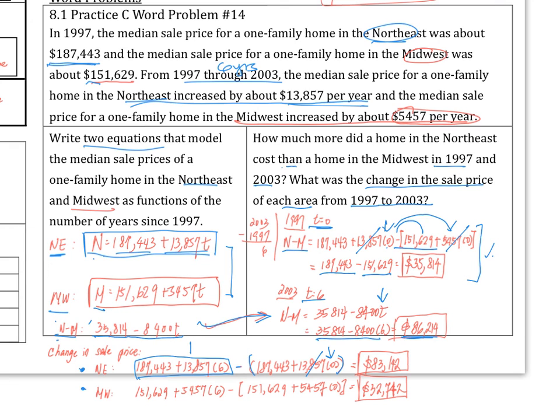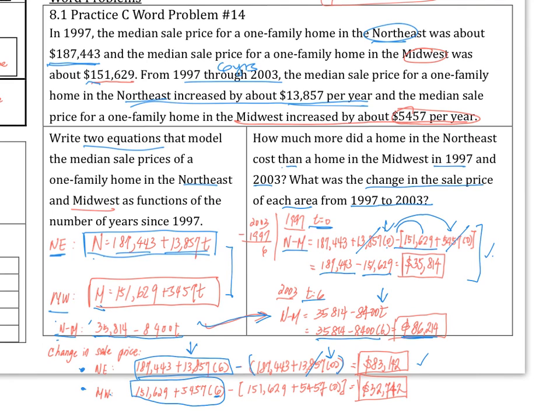So after I find this amount, I just subtract 187,443 to get $83,142. And the same way will be done for the Midwest. I will take the second function, 151,629, and add it to 5,457 times 6, a period of 6 years.